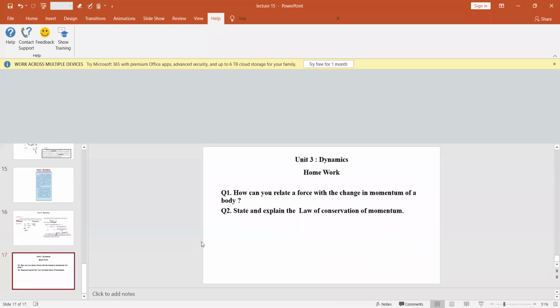So this is your homework. How can you relate a force with a change in momentum of a body? You have to just do the derivation of force and momentum, which we discussed at the start of the lecture. Then question number 2: state and explain the law of conservation of momentum. You have to write the law of conservation of momentum and explain it with the help of different examples. There are 3 examples: a balloon, two spheres, and a bullet and gun. You can mention these examples to explain the law of conservation of momentum. So this is your homework. If you have any question, you can ask me, right?